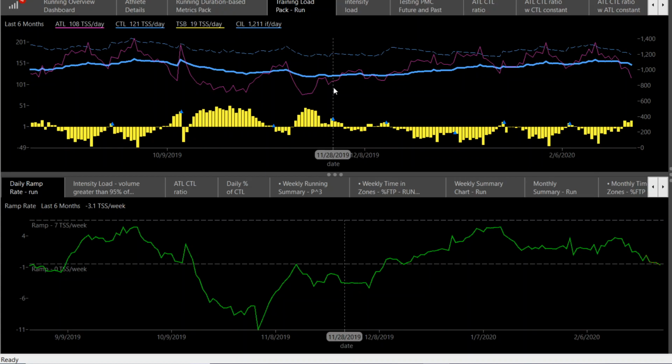You want to see the TSB in that plus 15 to plus 25 and the ramp rate negative for 1 to 5 days max. More than that, you risk losing way too much CTL, and that starts to hamper your performance as well. So there you have it.